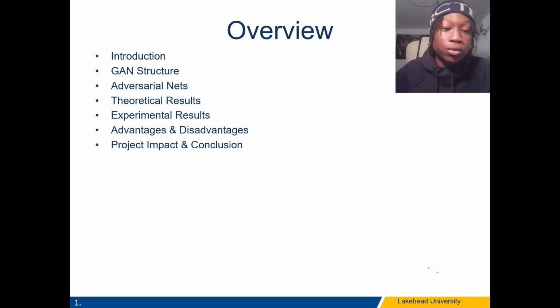So the overview: we're going to start with the introduction. We're going to look at the structure of GANs, adversarial networks, and their algorithm, the theoretical results of this paper, the experimental results, the advantages and disadvantages of using this kind of model to train a neural network, and then this project's impact and conclusion.